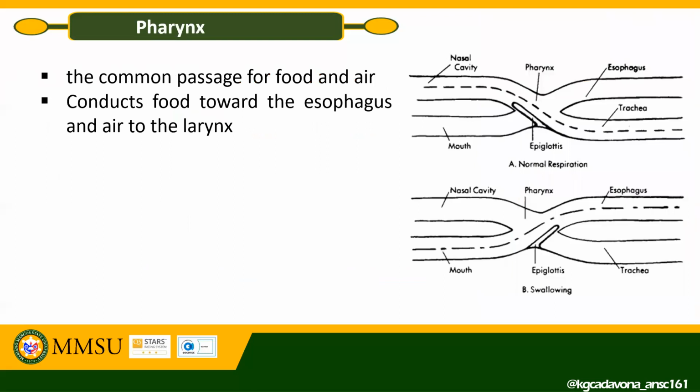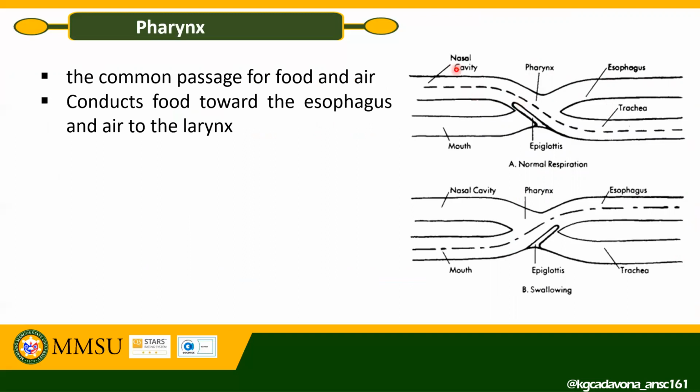Second composition of the digestive system is the pharynx. Although this is also a part of the respiratory system, since this is also the common passage of food, that's why I have included it here in my discussion. Okay, so the pharynx itself is the common passage for food and air, which is lined with mucous membrane, and it is surrounded by muscles.